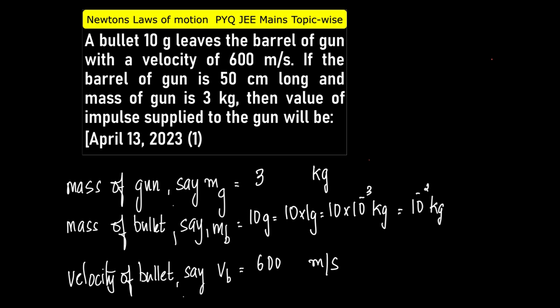Now, the velocity of the bullet is given as 600 meter per second. So we take VB is equal to 600 meter per second. Now, why have we taken mg, mb, and VB? Before that, I hope this given data is clear to you. Now what we'll do is we'll try to understand what the question demands.